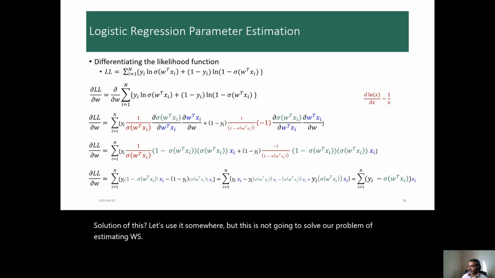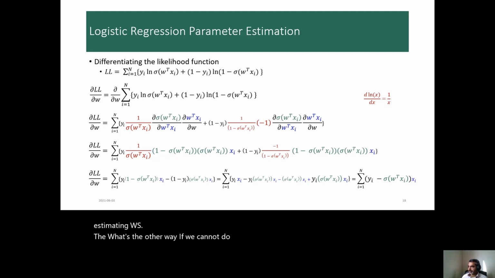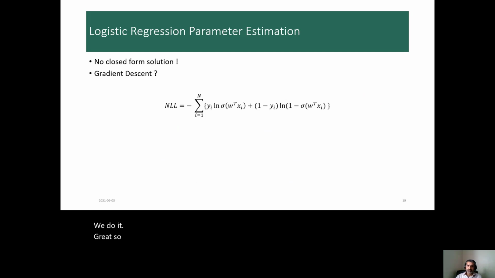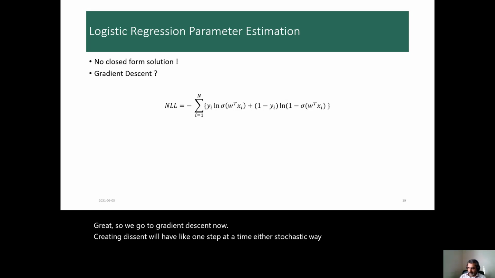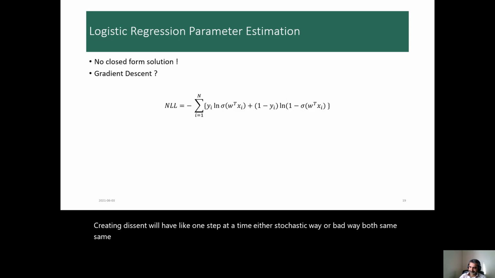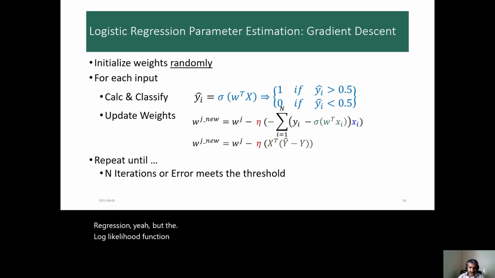What's the other way if we cannot do things analytically? We do it iteratively, right? So we go to gradient descent now. Gradient descent will take one step at a time, either in a stochastic way or a batch way, both the same approach that we did with regression. But the likelihood function is this one now.